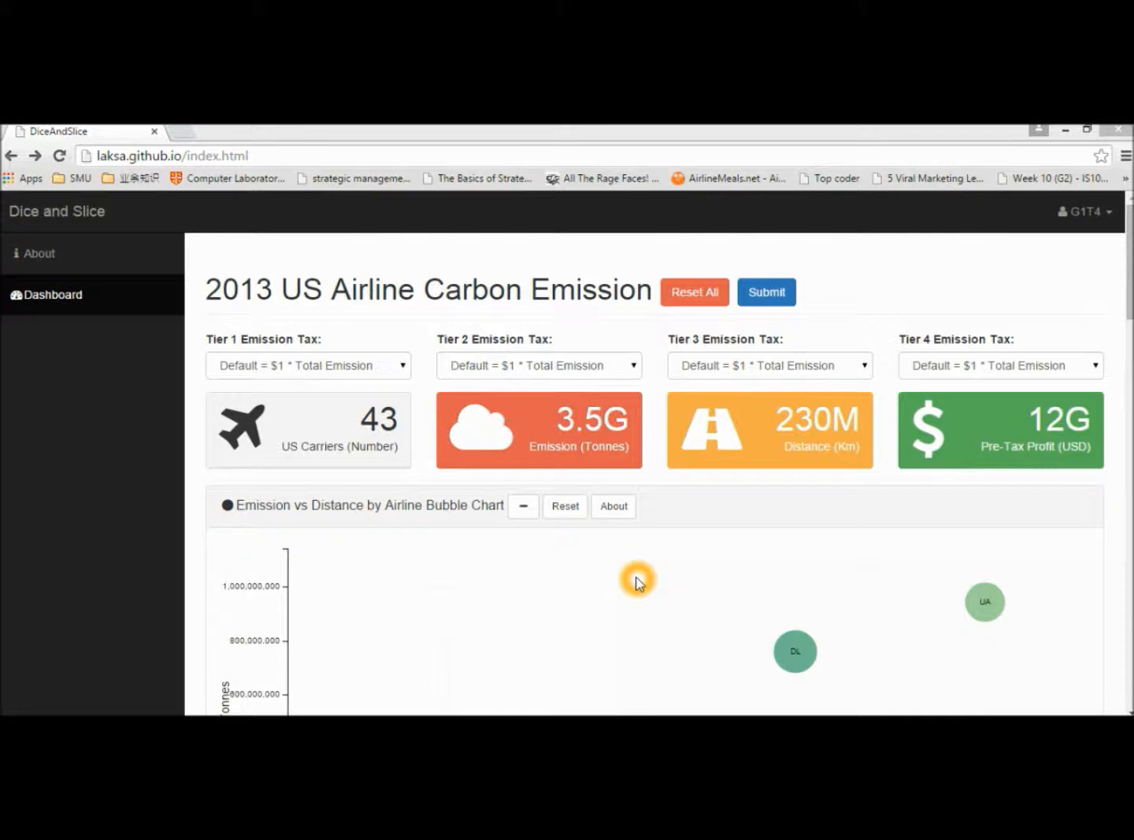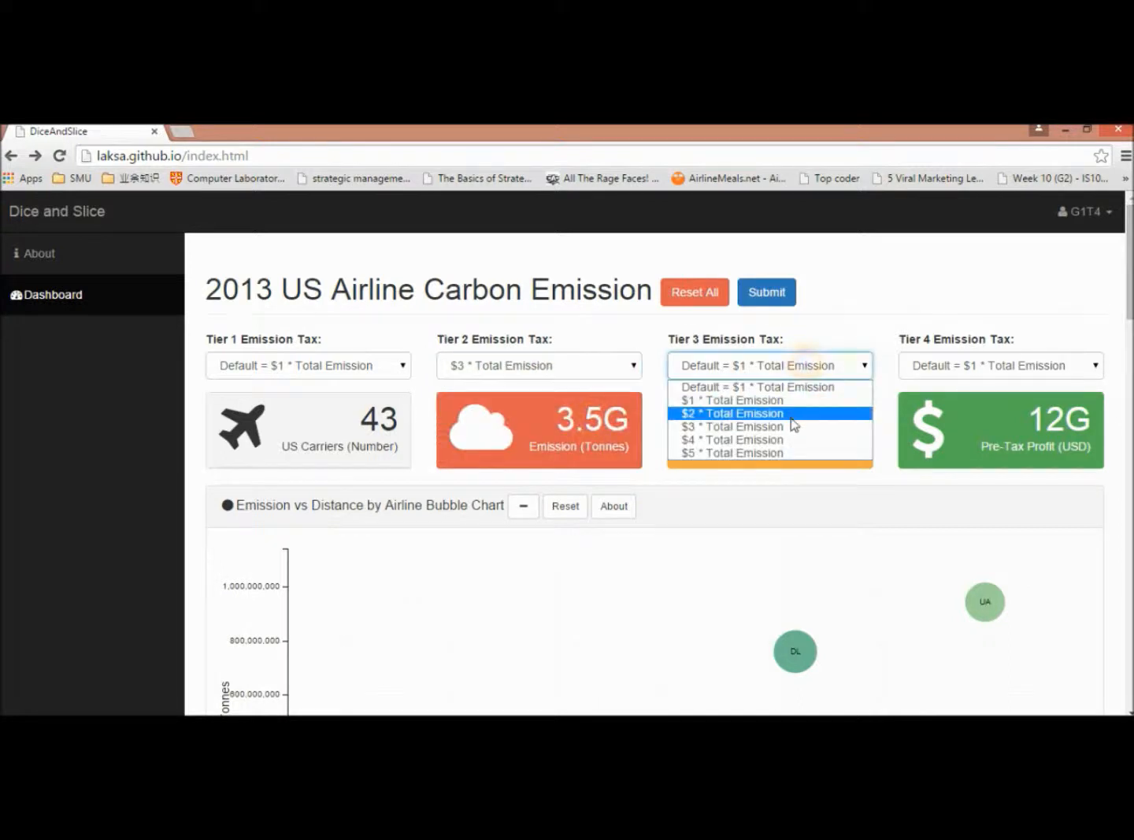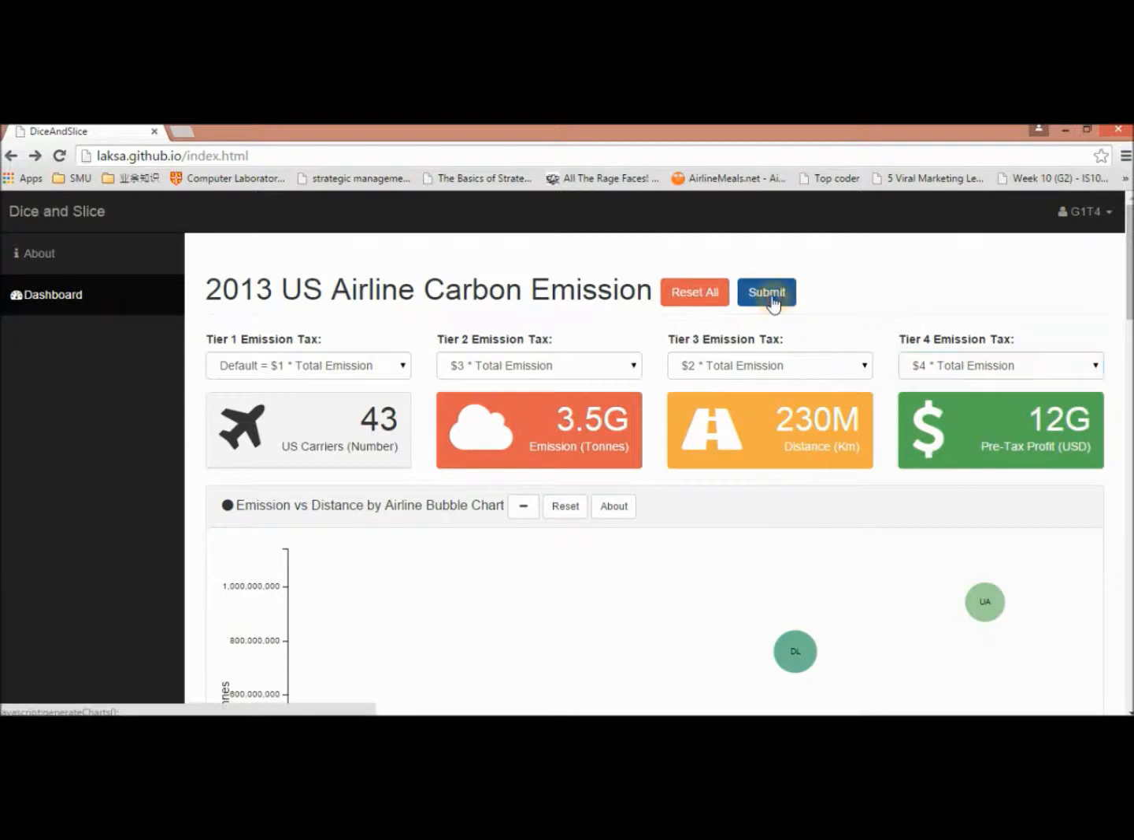Now, presenting to you Carbonice dashboard. According to our business scenario, we adopted a 4-tier tax system. The Federal Aviation Administration officers can input the unit tax for each tier and assess the impact of such a tax scheme.